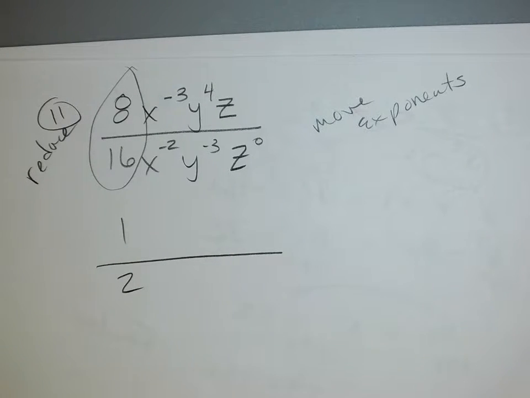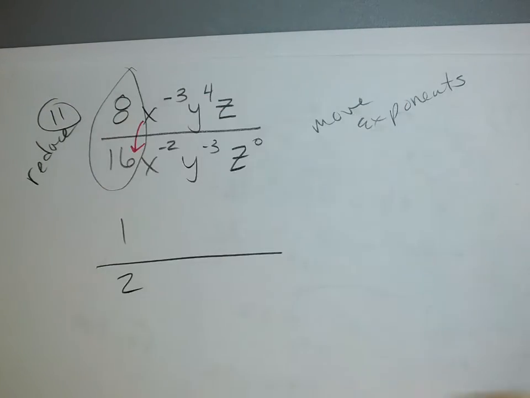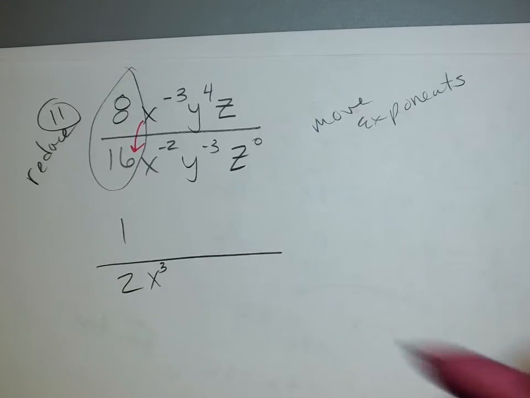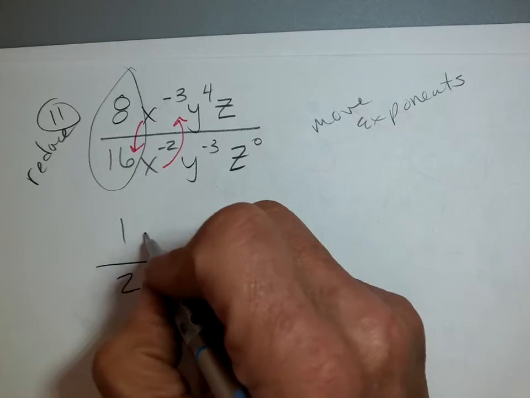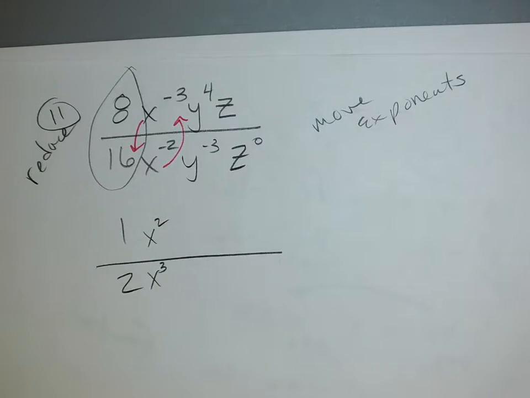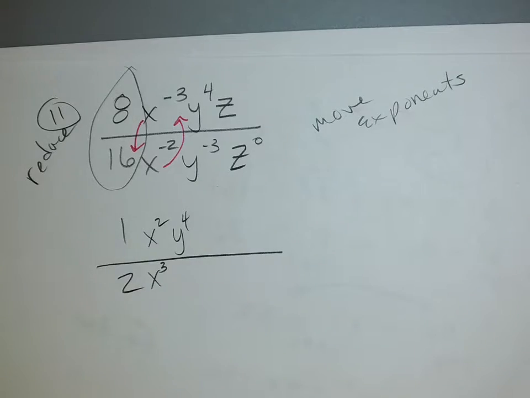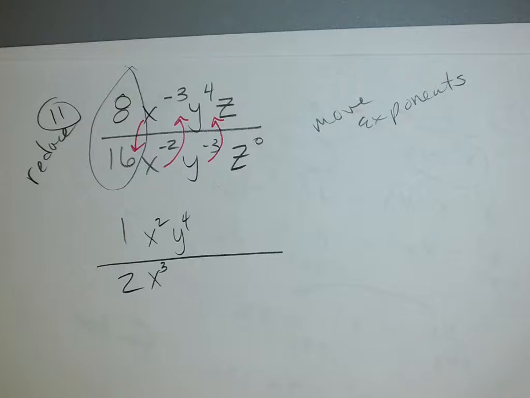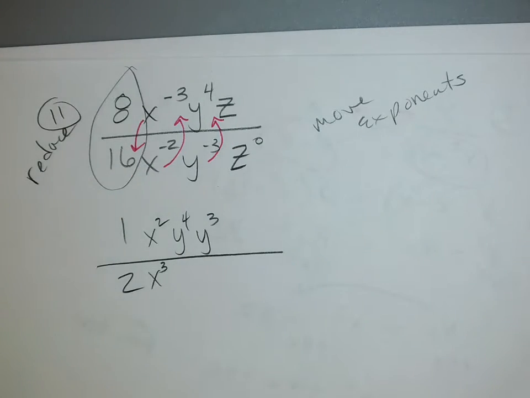Now, I'm going to take my x to the negative 3, and I'm going to move it down. So I'm going to get an x to the positive 3. I'm going to take my x to the negative 2, and I'm going to move it up. X to the positive 2. My y to the 4th is fine, let's just leave it there. But my y to the negative 3, I'm going to move it up and make it y to the positive 3. Z is fine. Leave it where it's at.